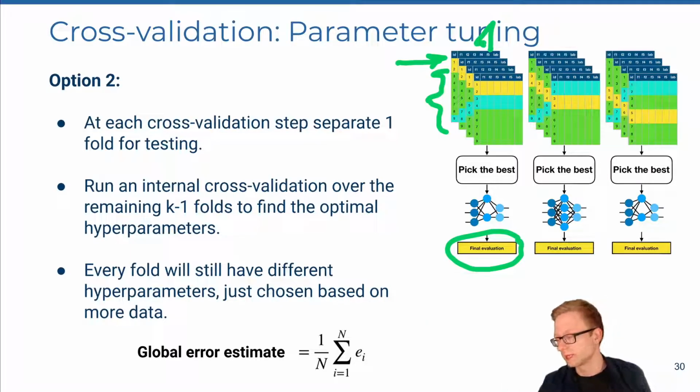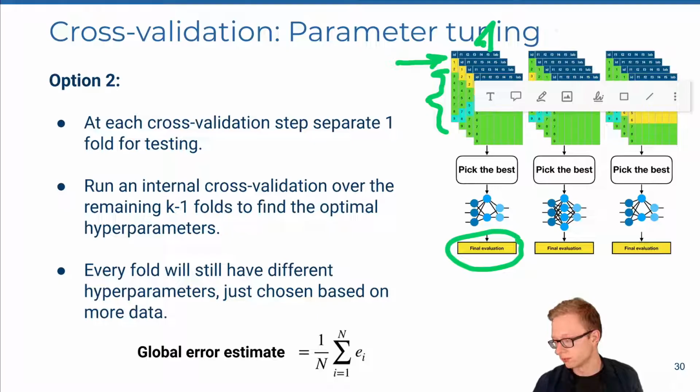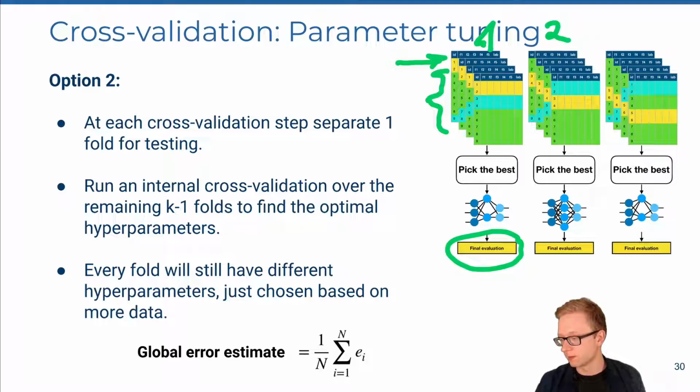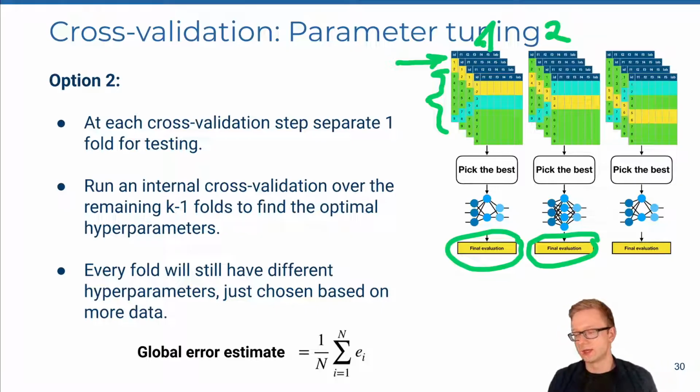You then move on. For fold 2, you rotate the part that you use for testing. So now the yellow part is again for testing. And you run internal cross-validation over all of the other data that you have. And again, you get a new result, you get a new best configuration for your model, and you get a new evaluation. And once again, when you're completely done, then you just average the results.